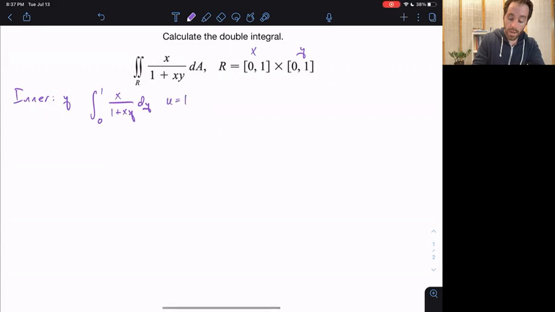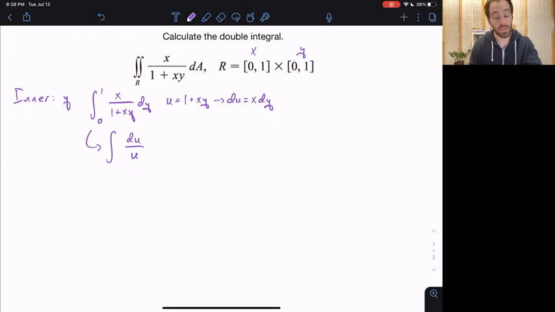If you put u equal to 1 plus xy, then du will be equal to x dy. And if you recognize x dy from here, you're absolutely right. So this then equals the integral of du, that's the x dy part, over u.